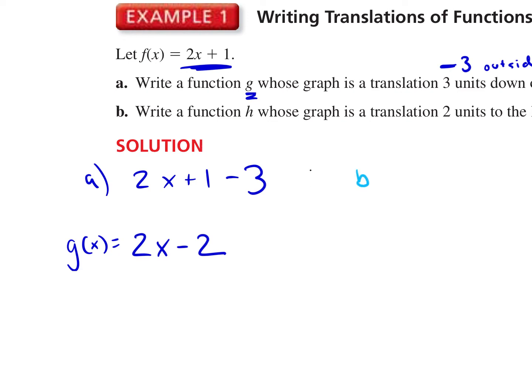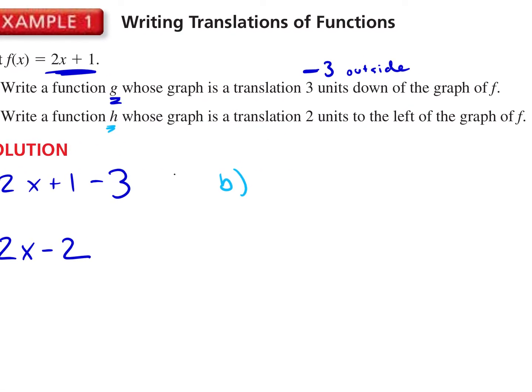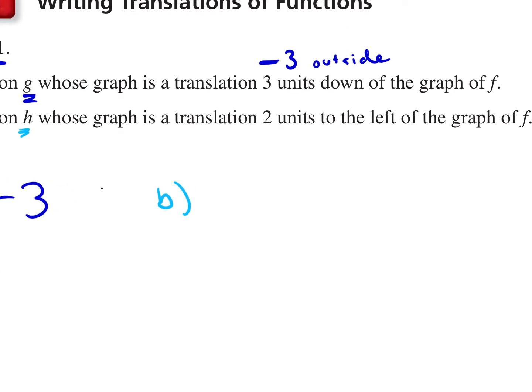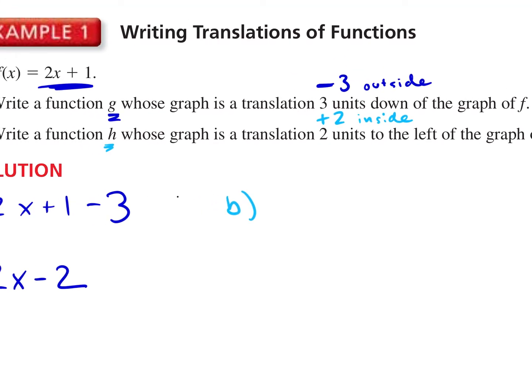So looking at b, now it says write a function h whose graph is a translation 2 units to the left. So to move my graph 2 units to the left, would I need to add or subtract? I would add 2 and inside. Now here we don't have parentheses, but when we add 2, we're adding it directly to the x. I'm adding 2 to the x. It would be x plus 2 plus 1.